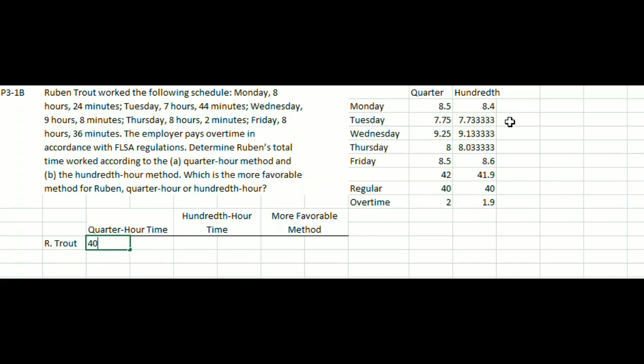So we have 40 regular, 2 hours of overtime, versus 40 regular, 1.9 hours of overtime, and the quarter hour is more favorable for Reuben Trout.